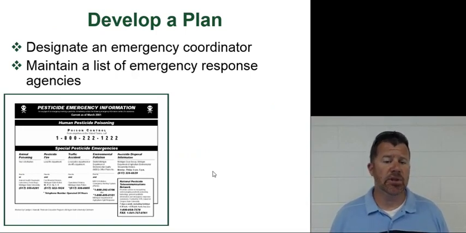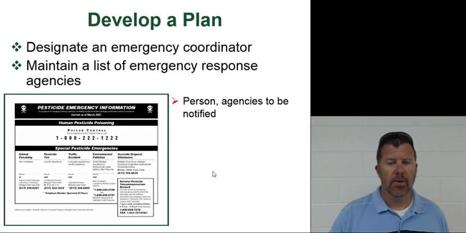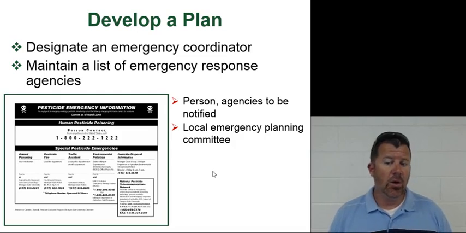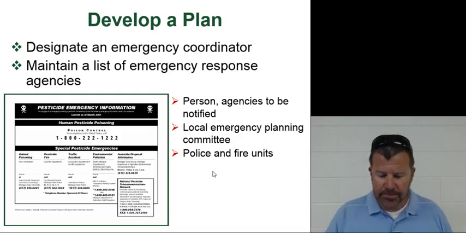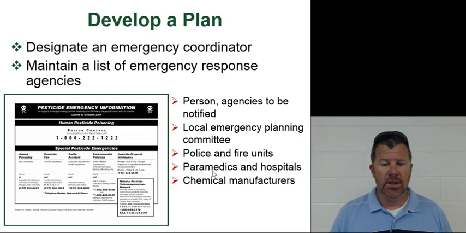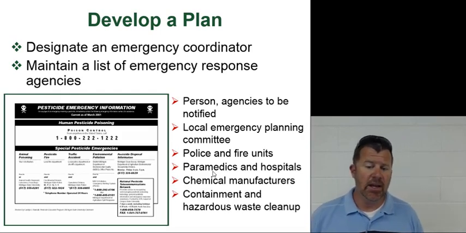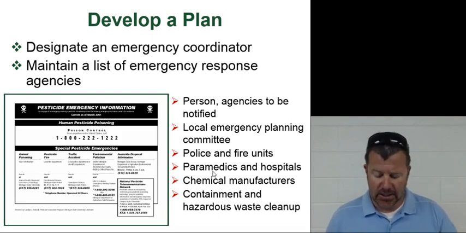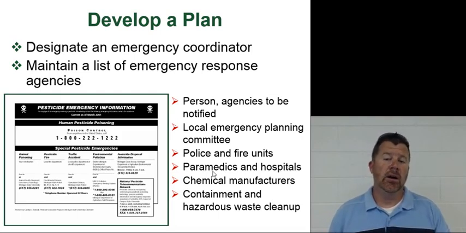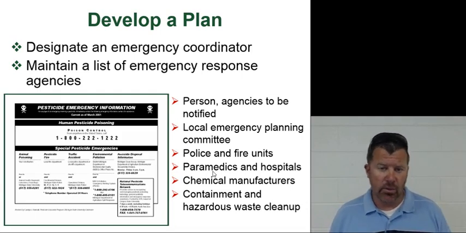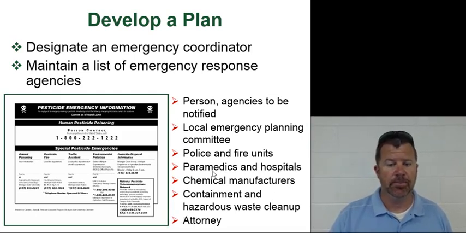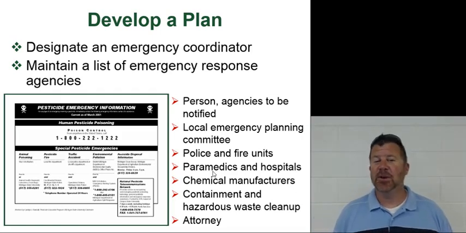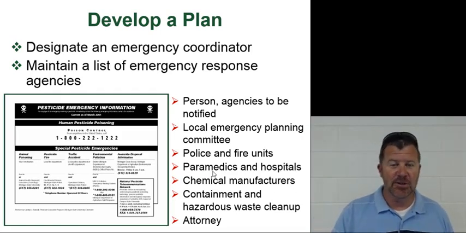But you need to maintain a list of emergency response agencies, persons or agencies to be notified: local emergency planning committee, police and fire units, which typically is going to be 911, paramedics and hospitals, chemical manufacturers, contaminant and hazardous waste cleanup personnel. You need to have a list somewhere that you can get to pretty quick in case you do have an accident, whether it be programming it in your phone or keeping a notebook at the office. You need to be able to get in touch with each and every one of these people. And an attorney. Trust me, he's probably going to call you first if he's heard it on the news, seeing your truck and you're a client of his. He's going to come knocking at your door.